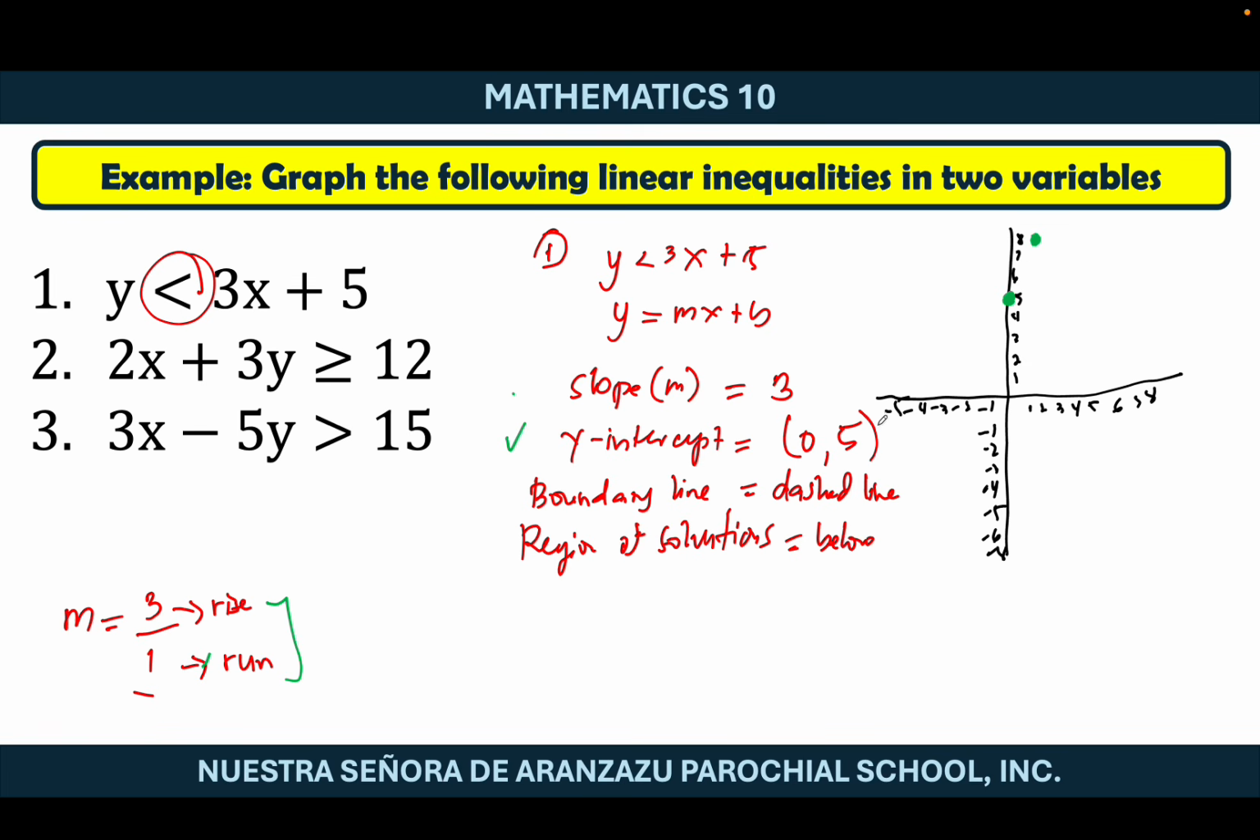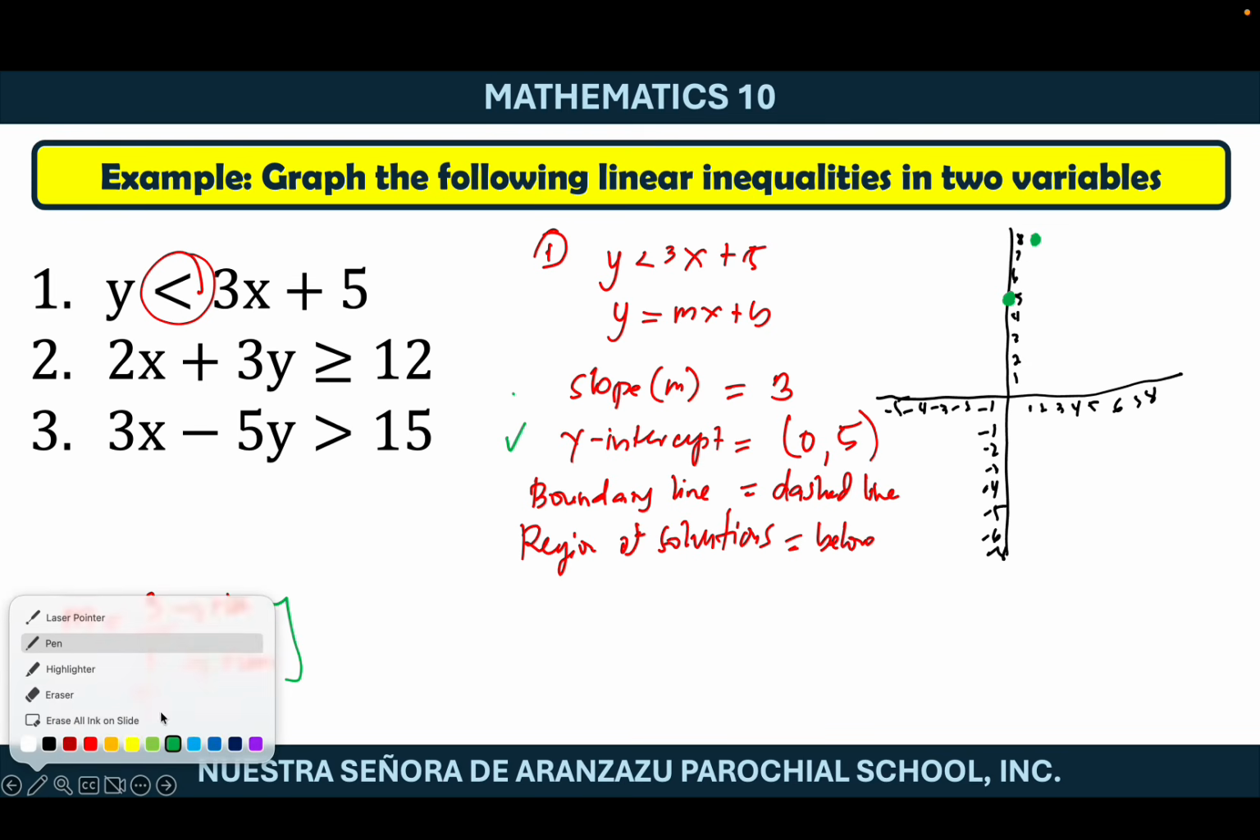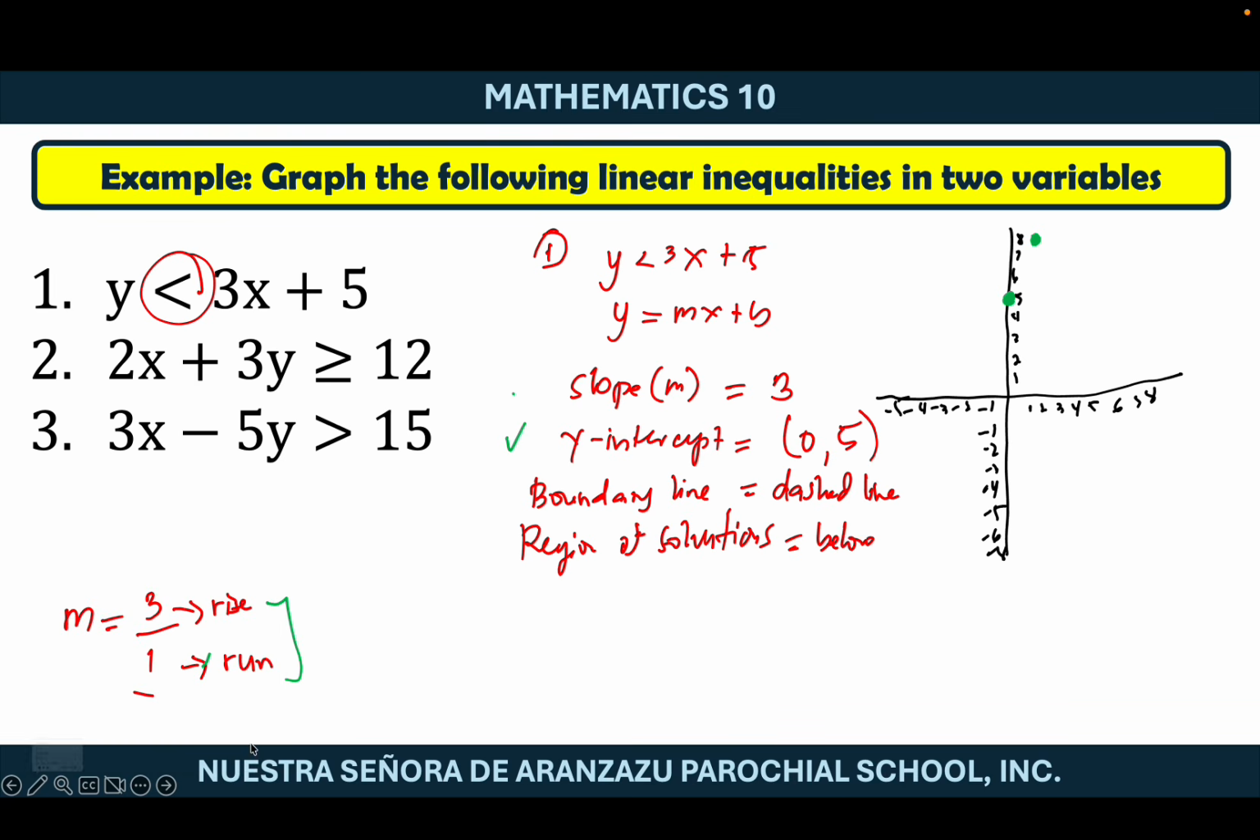Okay. Then, after nyan, we're going to make a line connecting this point. Okay, yung y-intercept natin, then yung another point na ginamit natin yung slope. Sabi natin, ang gagamitin natin dash line. So, putol-putol dapat yan or broken line. Next, ano ang shashadan nyo? Sabi nyo dito, below because the symbol is less than. So, ibig sabihin, ito yung may shade.